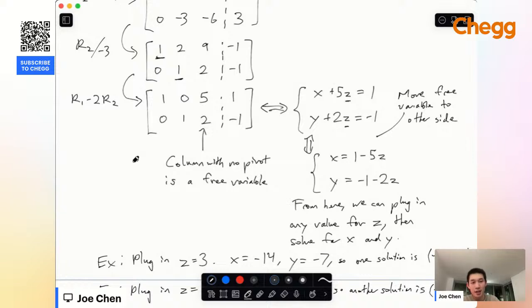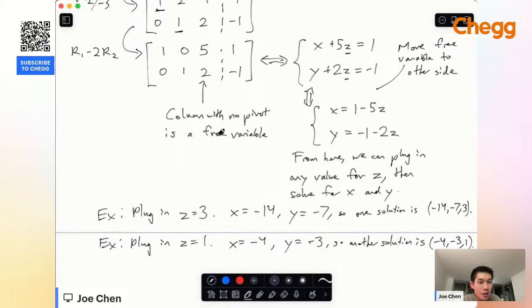Perhaps not obvious, but I can claim that just by this information, the fact that there is a free variable, a column with no pivots, the geometry of the solution, first of all, there will be infinitely many solutions. And second of all, if you were to graph this, it would look like a whole line of solutions.